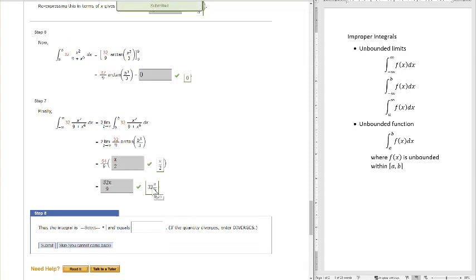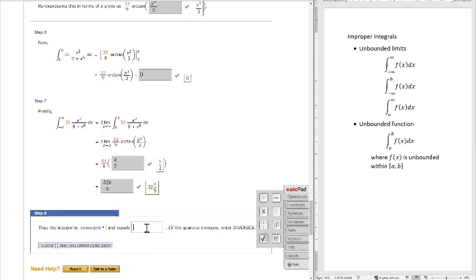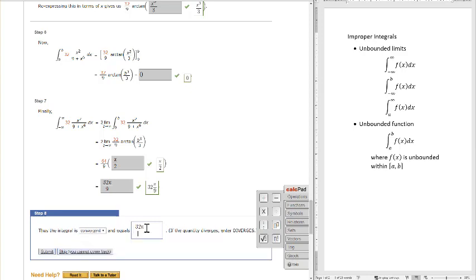Okay, so we actually found a value. That's important. That means the integral is actually convergent. And the value that we found is 32 pi over 9.